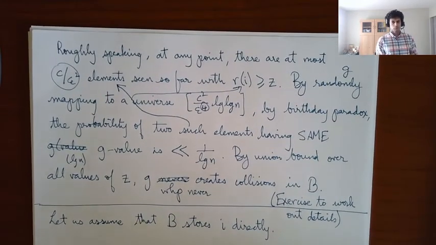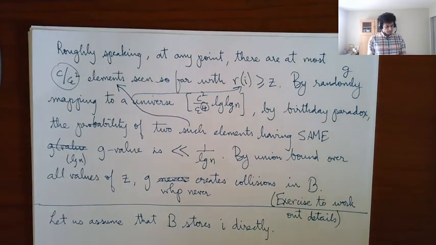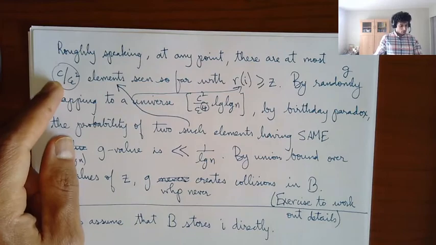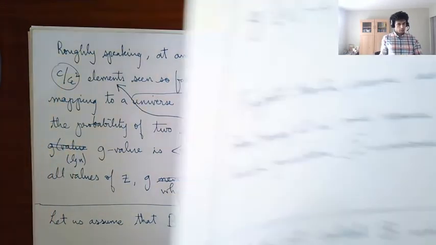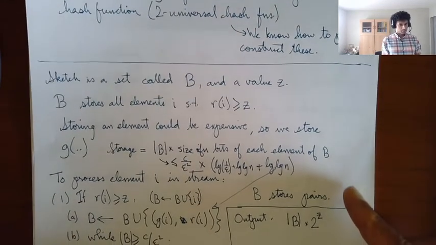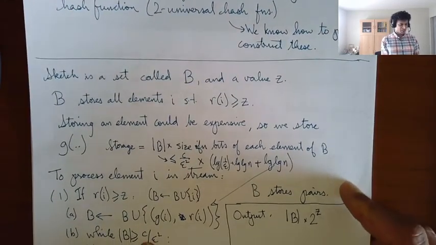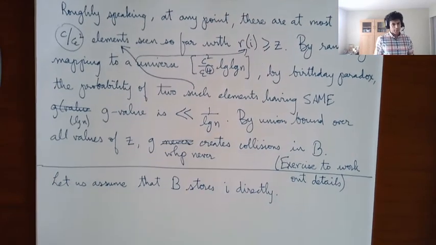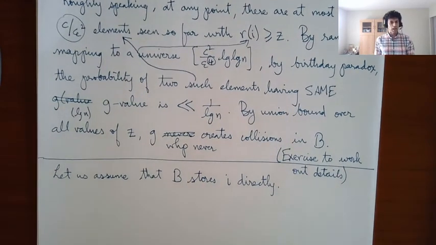I'm a little bit confused about C. About, sorry, which part? The constant C? Yeah. Confused as in it's just some constant that I'm going to put in there. Oh, you mean what is it? Think of it as something like 20. Okay. Yeah, it's just some absolute constant. So I'm going to assume that B stores I directly.